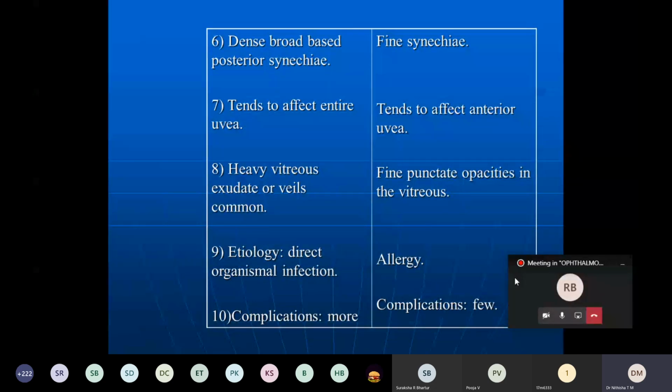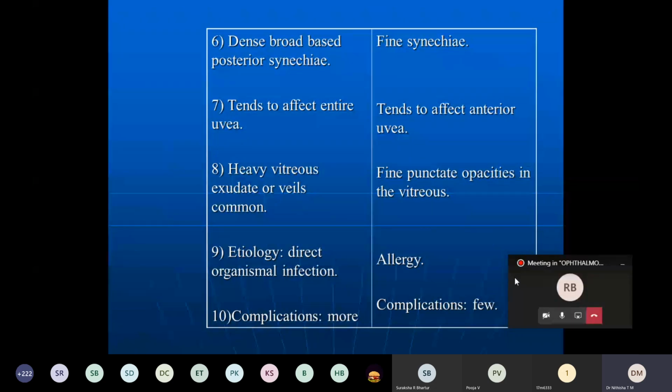Okay, and in granulomatous uveitis, it affects all the layers: iris, ciliary body, choroid, everything. But in non-granulomatous, normally it involves only the anterior part of the uvea, iris and sometimes the ciliary body. In granulomatous uveitis, you can see heavy vitreous exudates. So all layers are involved, even the vitreous. In non-granulomatous, you have fine punctate opacities in the vitreous.